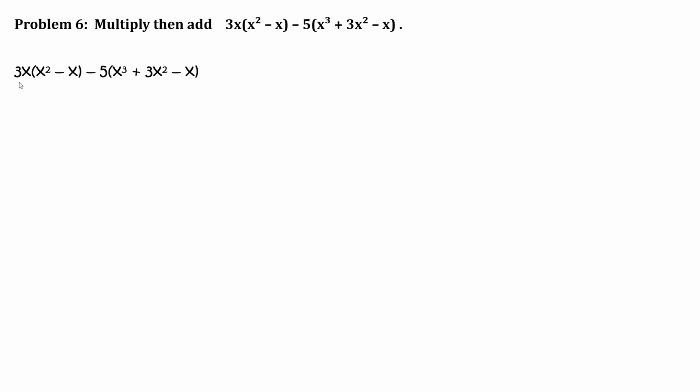Distribution is multiplication. Distribution is just another word for multiplication. So I'm going to distribute the 3x to the terms inside the first set of parentheses. Then I'm going to distribute the negative 5 to the terms inside the second set of parentheses, and then I'm going to add or subtract them. Then I'm going to combine them. I'm going to use the order of operations on polynomials, the same way I use them on numbers.